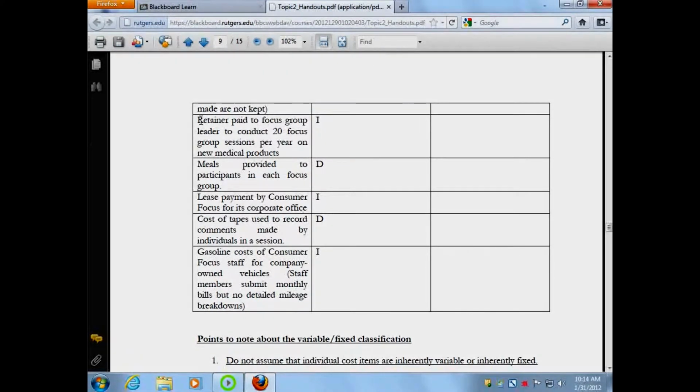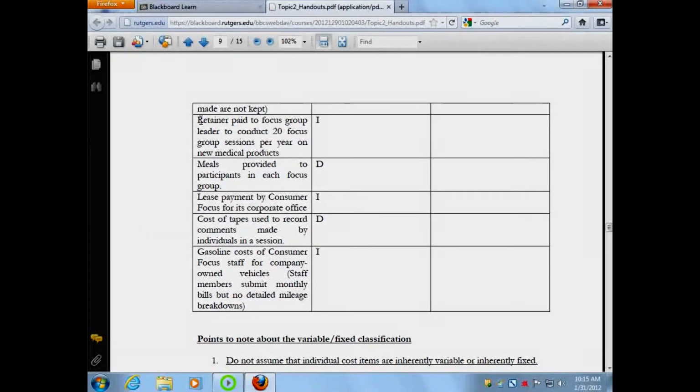I'll read this item out and I'll remind you what it is. The retainer paid to the focus group leader to conduct 20 sessions per year. So you remember there was a marketing specialist who was leading each group, right? And the marketing specialist was being paid through a combination of two components. He was paid a fixed retainer, which is a fixed salary, let's say $40,000 a year, and then she was paid a commission of some $2,000 per session that she did.